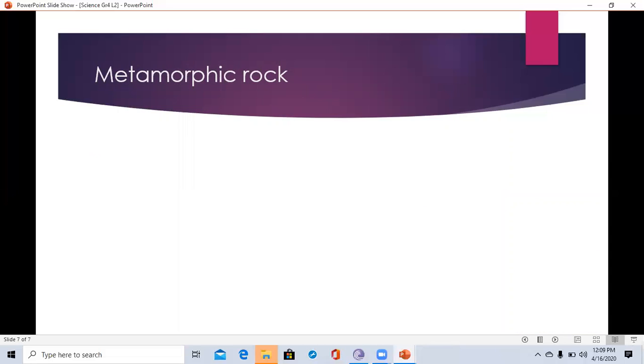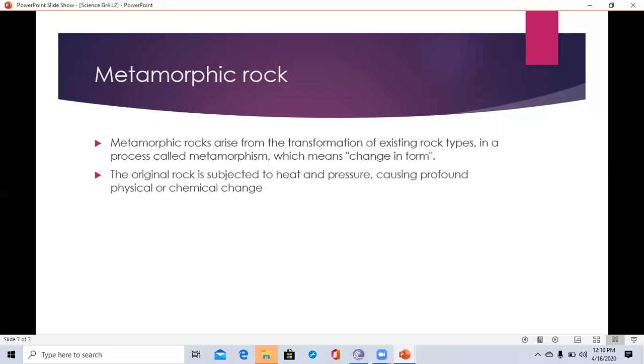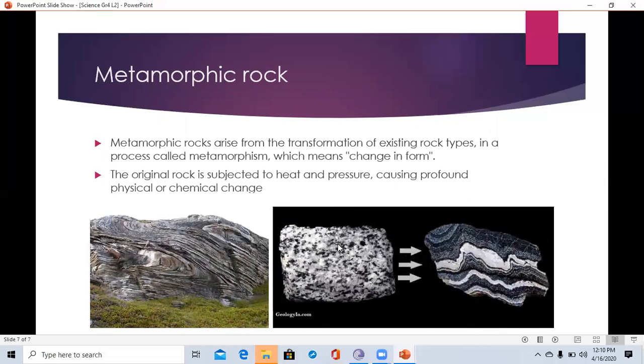Thirdly, and lastly, you get metamorphic rock. So metamorphic rocks arise from the transformation of existing rock types in a process called metamorphism, which means changing in form. So the original rock is subjected to heat and pressure, causing profound physical or chemical changes. Now, you can see in the second picture where this graphite actually changed because it arranged the black pieces and the white pieces in a specific order. And this can only happen when there's a lot of pressure and heat.